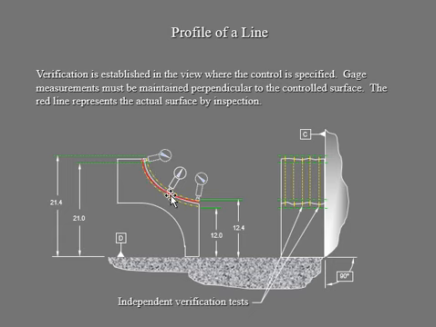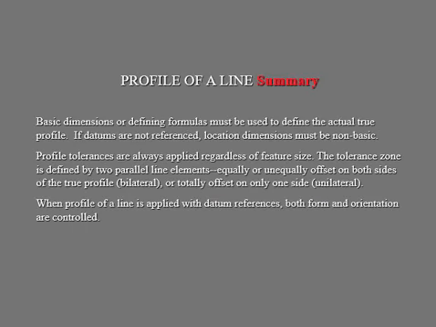So the red line is going to represent the actual surface for your inspection, and your white line is your true profile, and then the yellow line is showing you the zone based on that tolerance value. Okay, so let's summarize it. Your basic dimension is going to give you your actual true profile always. Every time you got your basic dimension, you got your true profile.